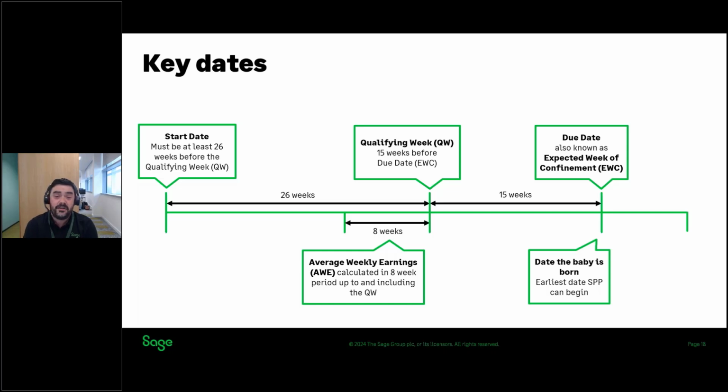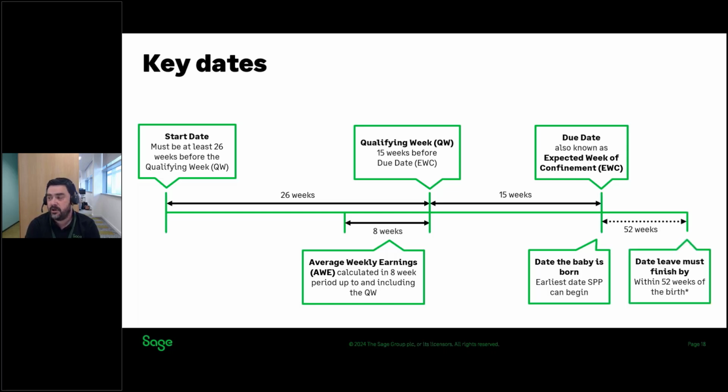Now, the earliest date that the leave can begin is the date the baby is born. So they can't take statutory paternity leave or receive the pay for dates before the date of birth. And with the exception of Northern Ireland, the date the leave must finish by is 15 weeks from the baby's birthday, so that they need to have taken it by the baby's first birthday.